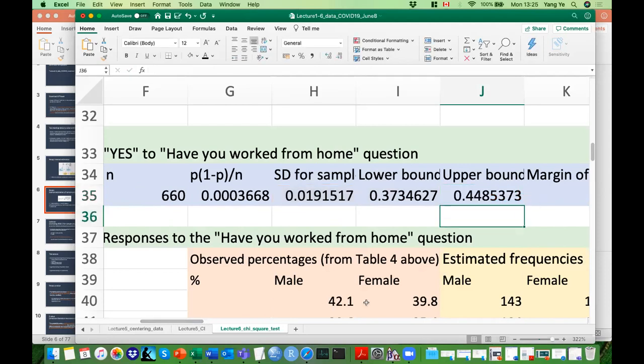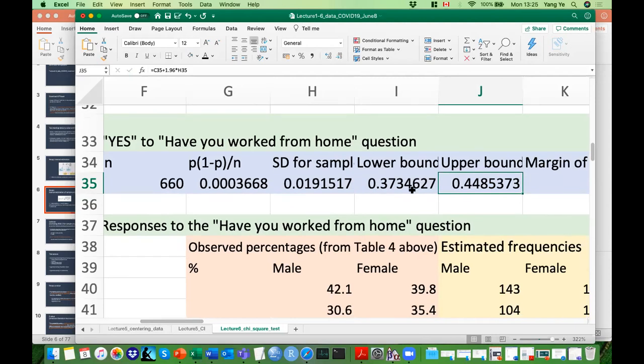So now we have the upper bound. So our 95% confidence interval for this population proportion is 0.37 to 0.45. This means that within the entire population of the UK, about 37% to 45% would answer yes to the "have you worked from home" question.